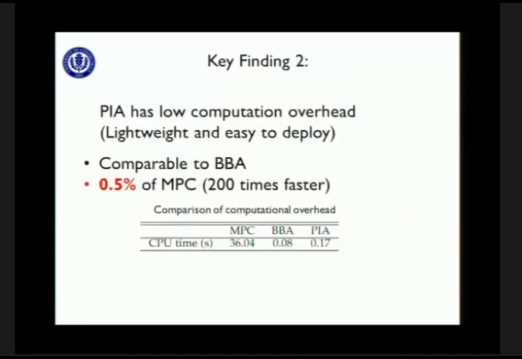Another thing is, in terms of the computation time, BBA, of course, is the fastest. We are only about twice as costly in terms of the computation time, where the MPC is about 200 times slower.